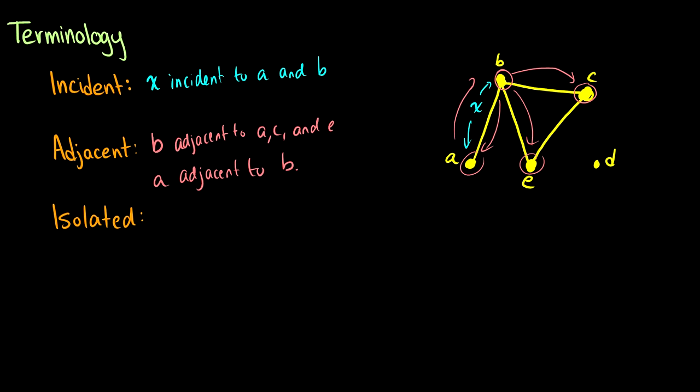Okay, what about isolated? Well, D is isolated. And an isolated vertex is any vertex without any edges coming in or out of it. So that's why we say it's isolated, because it's just on its own. So this terminology is fairly important for understanding some concepts that we're going to talk about.